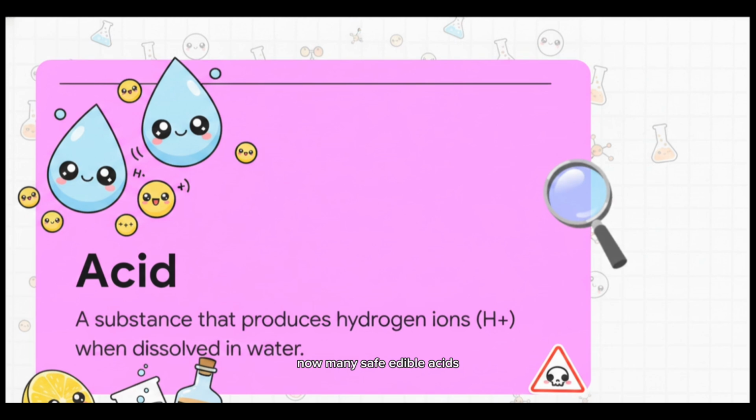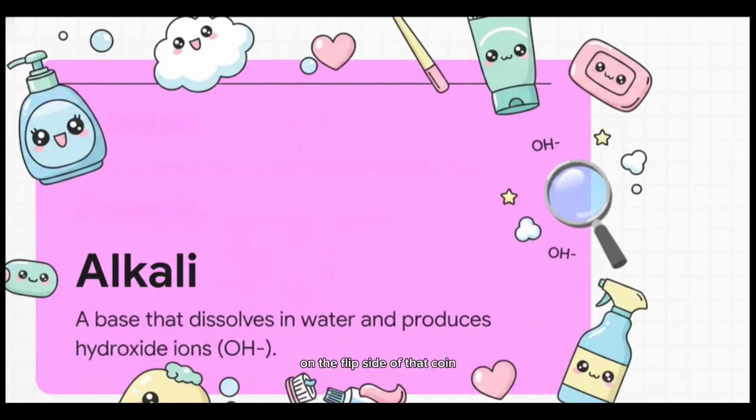Now, many safe, edible acids like citric acid in a lemon or acetic acid in vinegar have a really distinct sour taste. But a quick reminder, and this is absolutely crucial, never ever taste unknown chemicals when you're in a laboratory setting. On the flip side of that coin, we have alkalis.